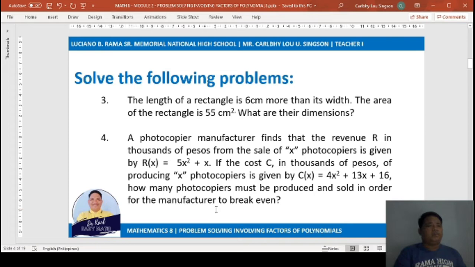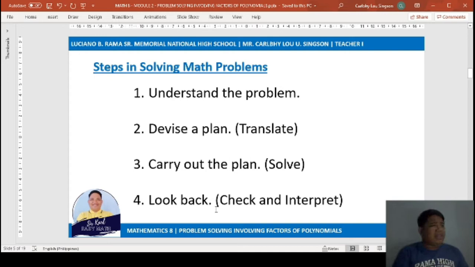So let's begin. In solving math problems, we have to know the steps. These are the basic steps in solving any math problems, and you could apply them in any math word problems. Number one, the first step is understand the problem, of course. Number two, devise a plan: translate verbal expressions into mathematical expressions. Number three, carry out the plan, so you solve. And number four, look back, check, and interpret. We're going to discuss one by one what these steps are.